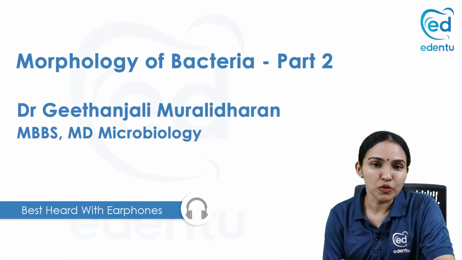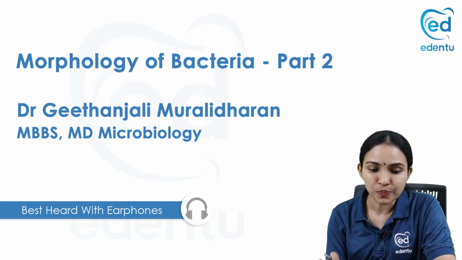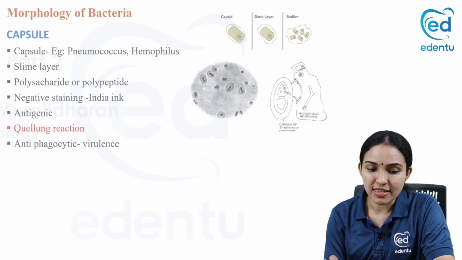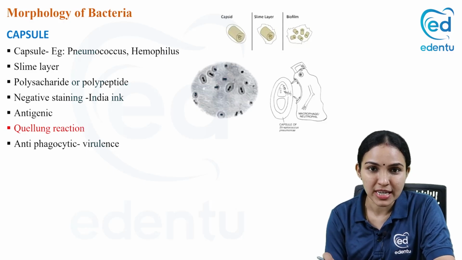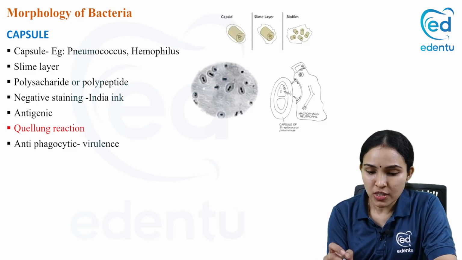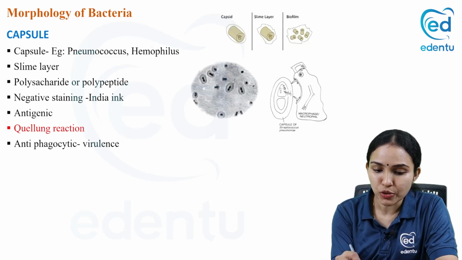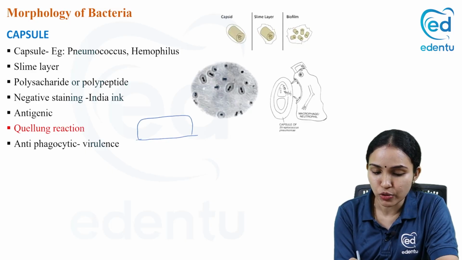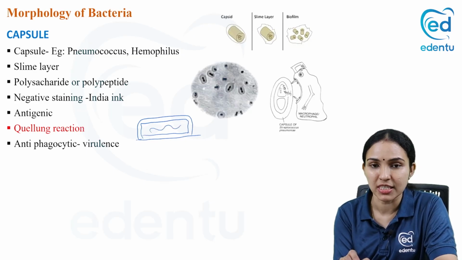We'll continue with the morphology of bacteria in this video. We have finished the cell wall in the last class, so we are continuing with the next structure, that is the capsule. In the last class I told you, if this is a bacterial cell, it has a cell wall, a cell membrane, and inside it has nuclear material, DNA.